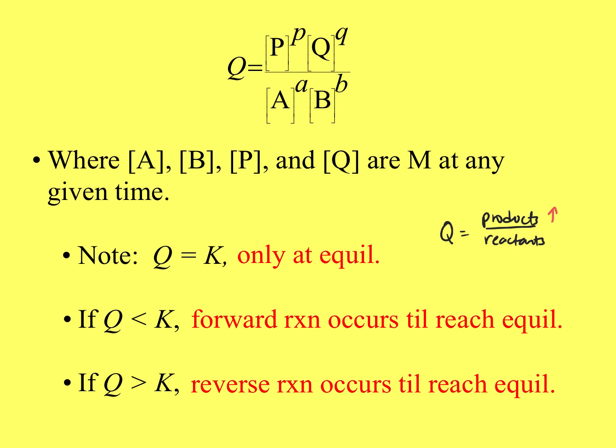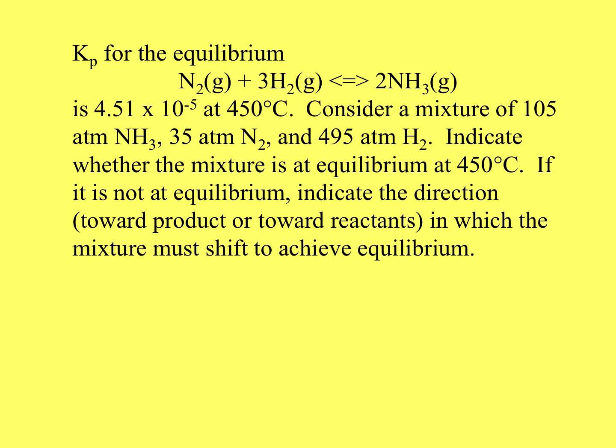Now, on the other hand, if Q is greater than K, which means that Q is too high, that means that, conversely, we need to make Q smaller, so we have to increase the denominator and make more reactant. So that's why we're saying here that the reverse reaction will occur until the system has reached equilibrium. So what I want to really emphasize with you is that you use Q if you are not sure if the conditions are at equilibrium. So let's put that into play in this particular problem right here. Okay, and let's take a moment to read the problem. So pause the video and read the problem.